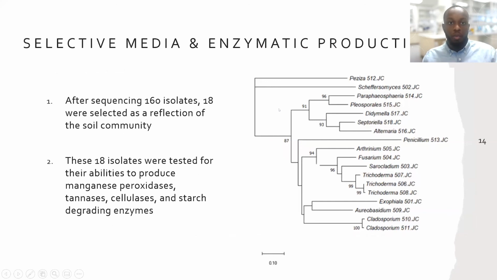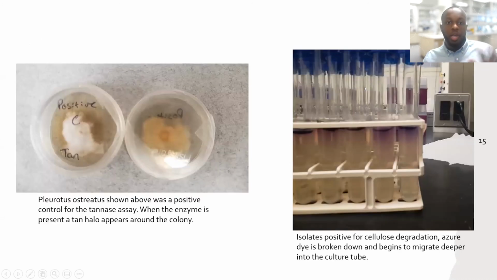After sequencing 160 isolates, we were able to choose 18. These 18 isolates reflect both laccase producers and non-laccase producers, but we were able to do more tests on them to see what other enzymes they were able to produce. On the left, this was a tannase assay in which we were looking to see whether or not fungi were able to break down tannins. On the right, you can see cellulose degradation. Again, we tested whether these isolates were able to break down cellulose, because in the natural environment, cellulose is common in a lot of organic material.